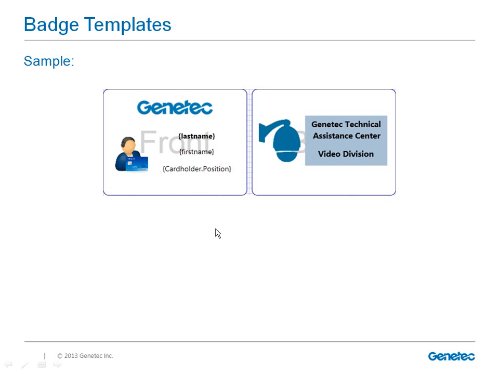So just to take a look at a quick example, this is one I created in landscape format. And on the front, I just wanted to show the card holder picture here with the company logo and the name of the card holder as well as their position, which is a custom field here. Now on the back is a static image and the name of the division. This badge template would only apply to card credentials used by the video team of the GTAC.